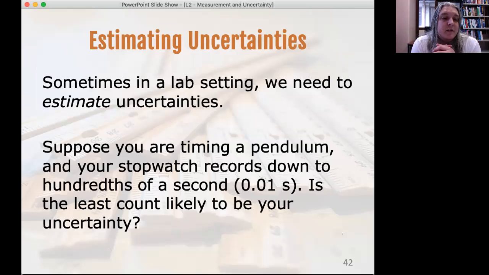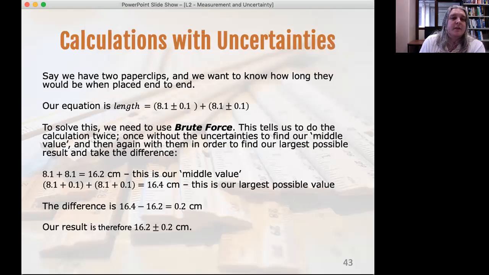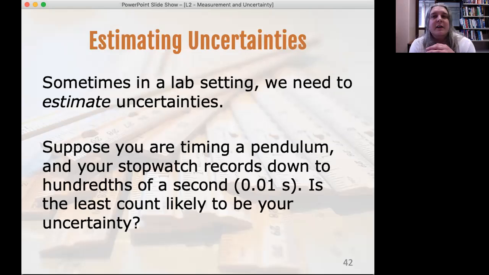The question is, is your least count likely to be your uncertainty in this case? I don't think I've got an answer for this one, but I will answer it now. I also encourage you all to talk about it in the stream forums if you are unsure or you want to just chat about it. I would hope you agree it shouldn't be, right? It shouldn't be the least count, because that least count on your stopwatch is not the thing which is restricting how accurate your result is.